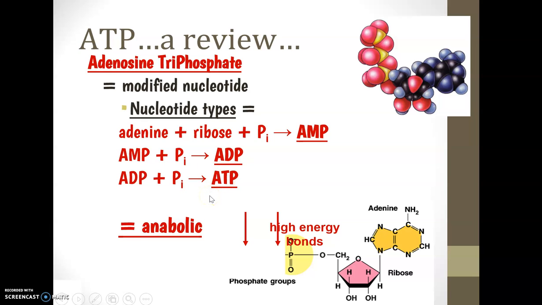Math, awesome. So this is an anabolic reaction. We are taking our simple molecules, adenine, ribose, phosphate, and combining all of those with the use of energy to create adenosine monophosphate. Then we have AMP plus another phosphate to give us ADP. Then ADP plus another phosphate to give us ATP.